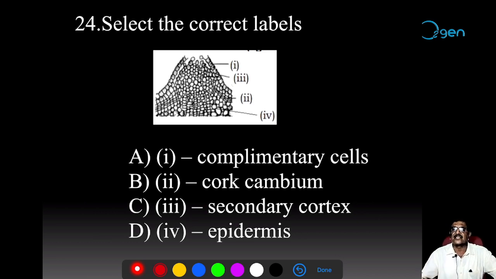In the labelling, the first one is epidermis, the second one is cork cambium, the third one is complementary tissue, and the fourth one is secondary cortex. So here, option A: one is complementary tissue. B: the second one is the cork cambium, correct? A is not a complementary tissue. A is epidermis. So option B is correct.